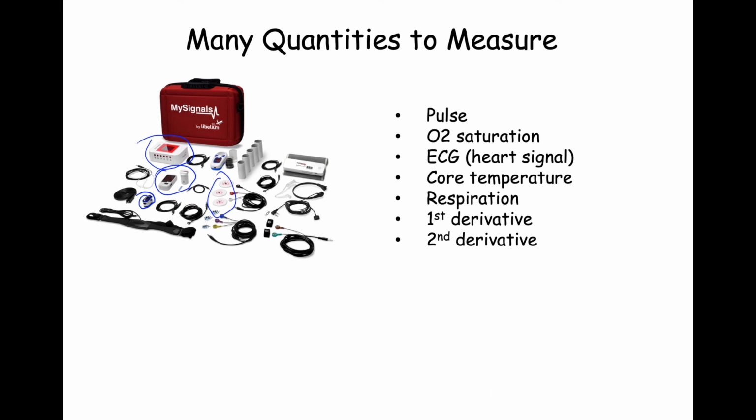A galvanic skin response. This is the core temperature. And then the galvanic skin response measures the moisture on your skin, how sweaty you are. And here is a blood pressure cuff. And so you have all sorts of measurements that you can take with this kit. Some of them are pulse, oxygen saturation, ECG, core temperature, respiration.